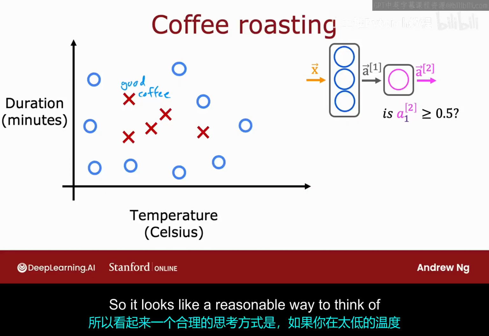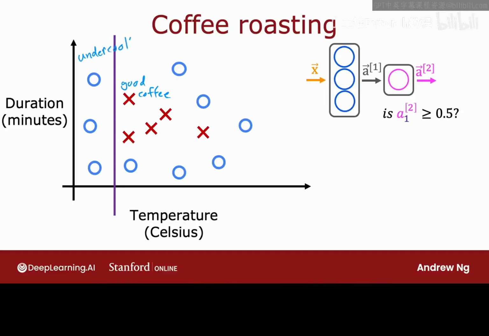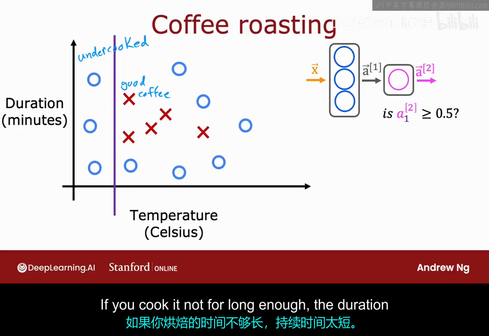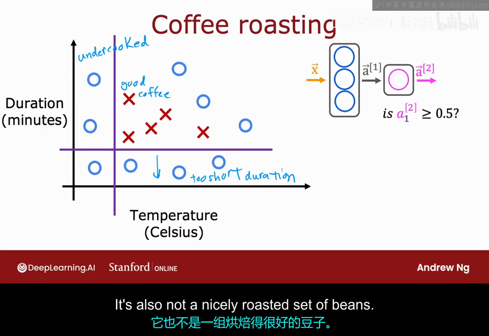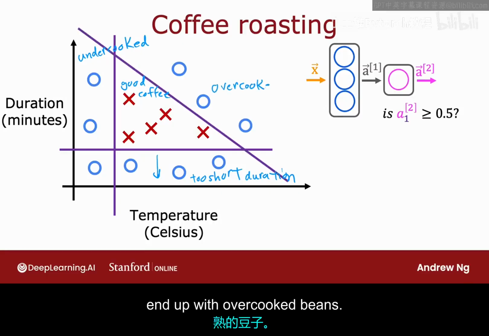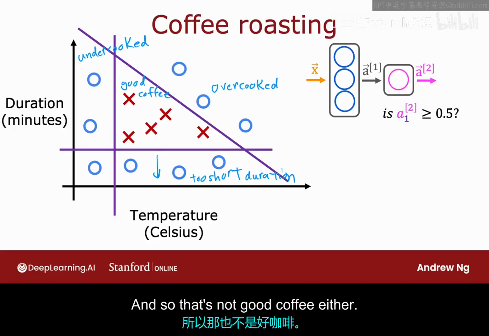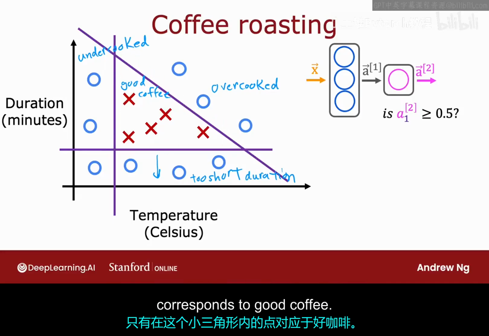So it looks like a reasonable way to think of this data set is if you cook it at too low a temperature, it doesn't get roasted and it ends up undercooked. If you cook it not for long enough, the duration is too short. It's also not a nicely roasted set of beans. And finally, if you were to cook it either for too long or for too high a temperature, then you end up with overcooked beans. They're a little bit burnt beans. And so that's not good coffee either. And there's only points within this little triangle here that corresponds to good coffee.